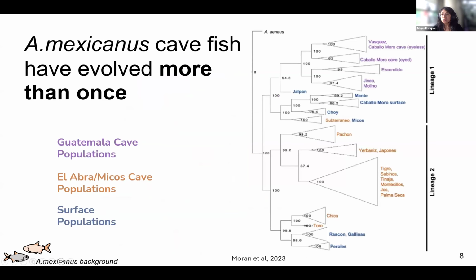And we know from previous phylogenetic reconstruction of these populations that the Astyanax mexicanus cave fish form has evolved more than once. We know at least twice. There was a split about 200,000 years ago into two lineages, we call them lineage one and lineage two, and within those we have many different cave and surface populations that are currently extant.